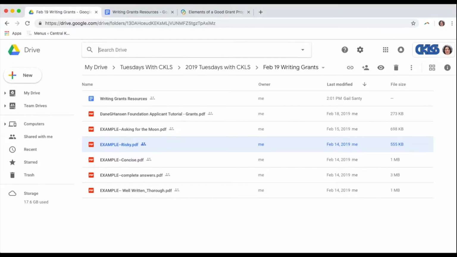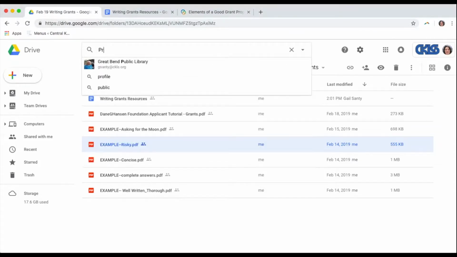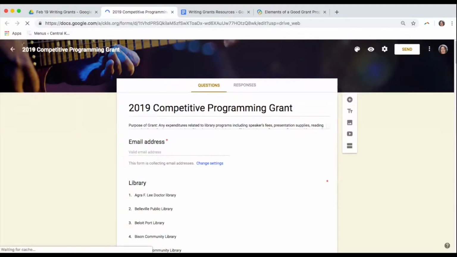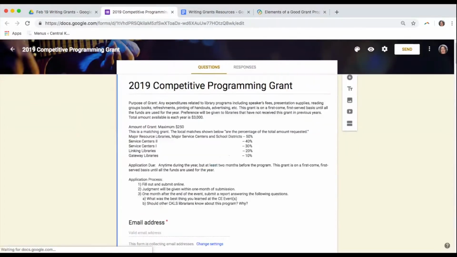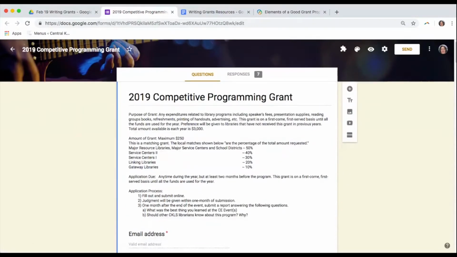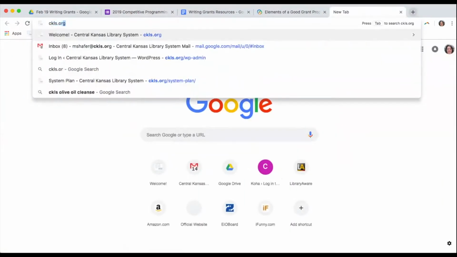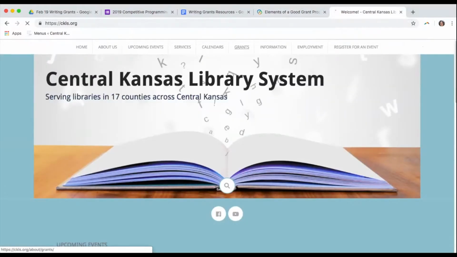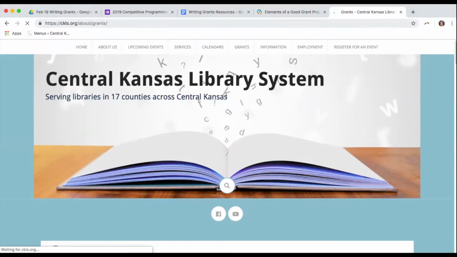Okay, I wanted to show you our new grant setup. I took our paper forms that you see, and I put them into a Google format for you. Let me show you where to find them. All of these can be found on the CKLS website, here on the grants tab. So let me put that in your chat here.